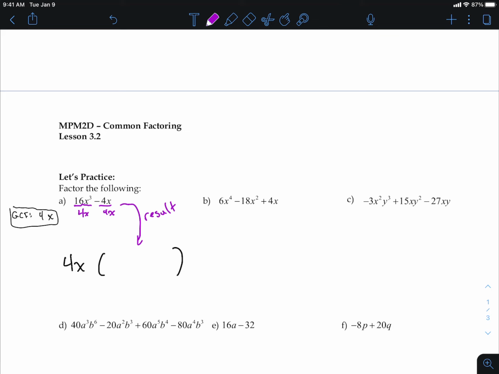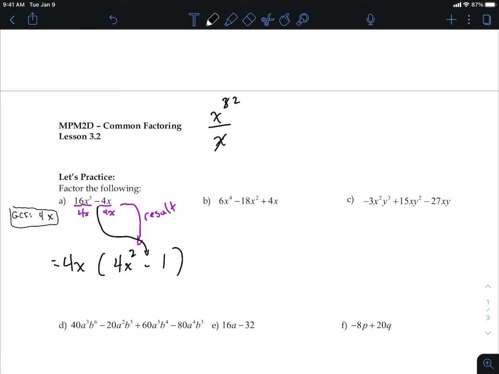So now your only question is, what's 16x cubed divided by 4x? Well, 16 divided by 4 is going to be 4, okay? And then you're looking at x cubed divided by x. One of these just cancels with one of those and becomes x squared. And the second one's really easy because it's 4x divided by 4x. That's 1. And you just bring the sign that was in between the two down.